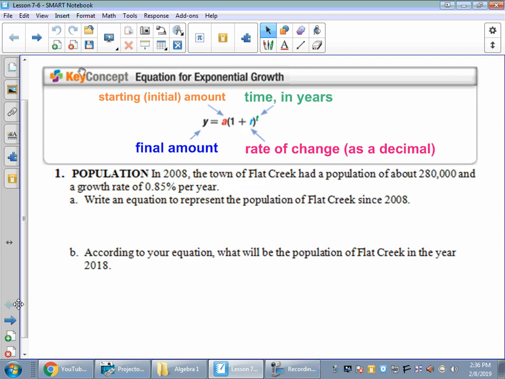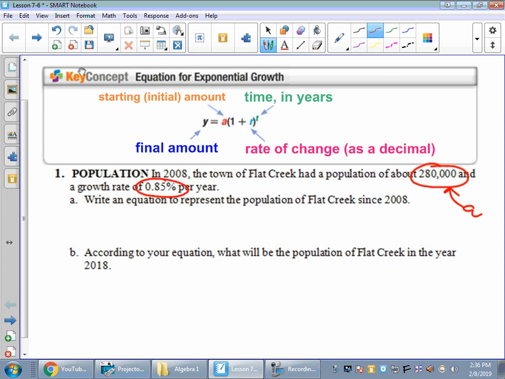Okay, we got the year, and we have a population of about 280,000. So this here, that's going to be your initial amount. So that's going to be your a value. Okay. And what other numbers are they given to us? Well, they give us this growth rate of 0.85%. So that's going to be our rate. All right. That's our r.